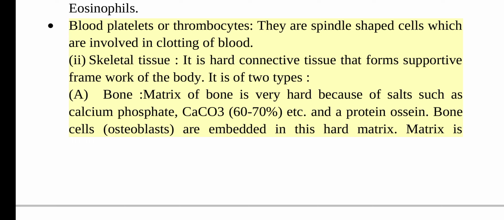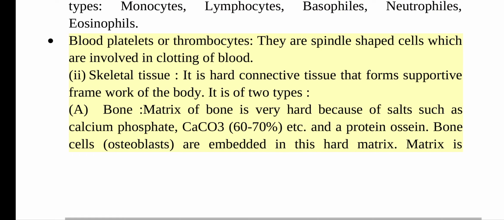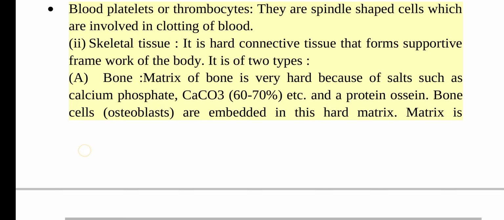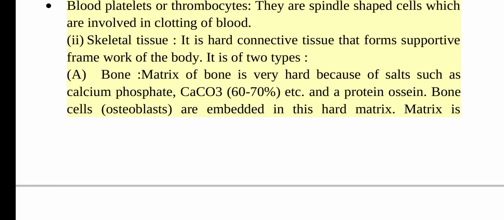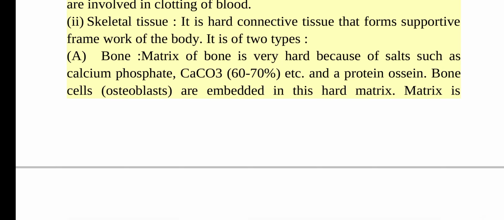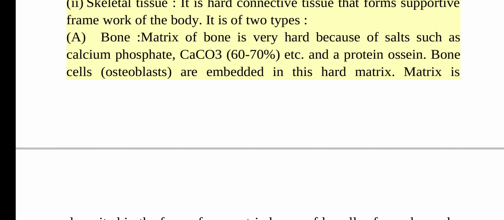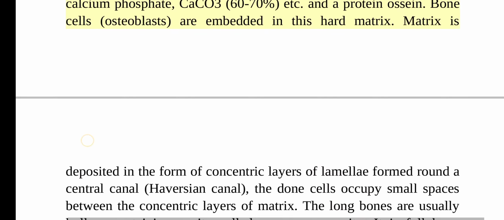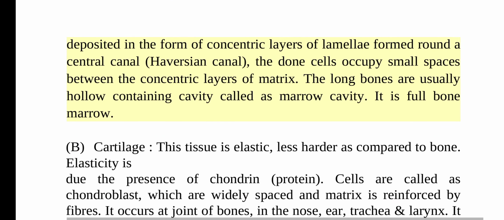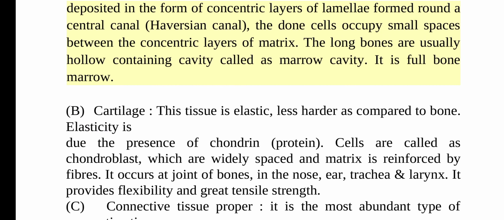E. Skeletal tissue. It is hard connective tissue that forms the supportive framework of the body. It is of 2 types. A. Bone. The matrix of bone is very hard because of salts such as calcium phosphate, CaCO3, 60 to 70% etc., and a protein ossein. Bone cells, osteoblasts, are embedded in this hard matrix. Matrix is deposited in the form of concentric layers of lamellae formed around a central canal, the Haversian canal. The bone cells occupy small spaces between the concentric layers of matrix. The long bones are usually hollow, containing a cavity called the marrow cavity. It has bone marrow.